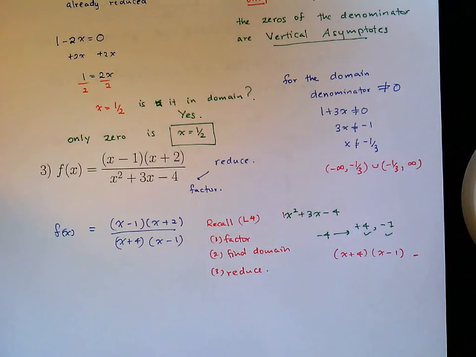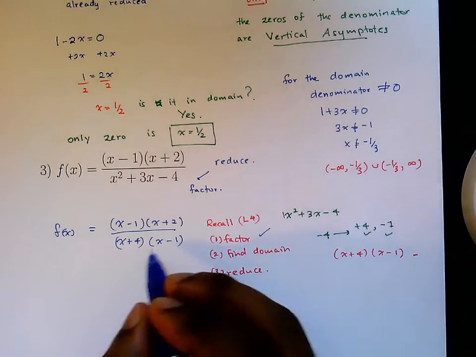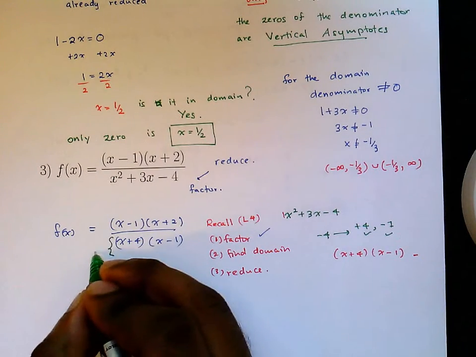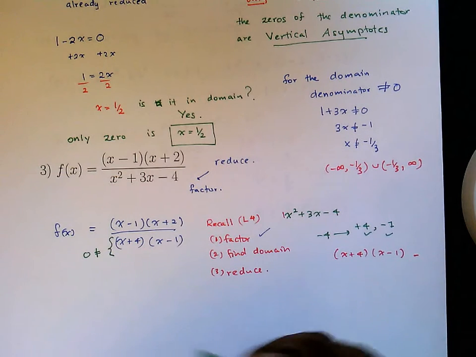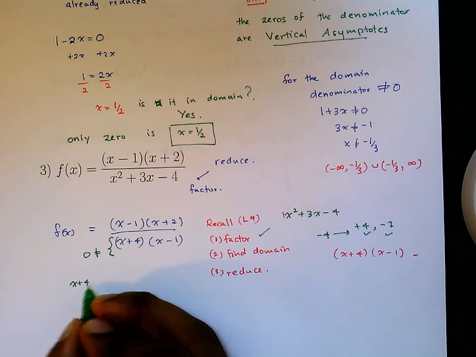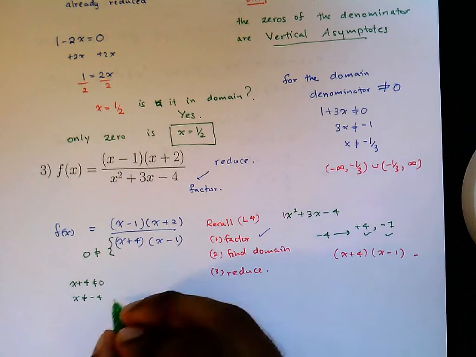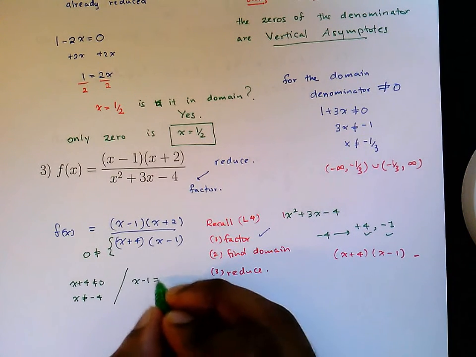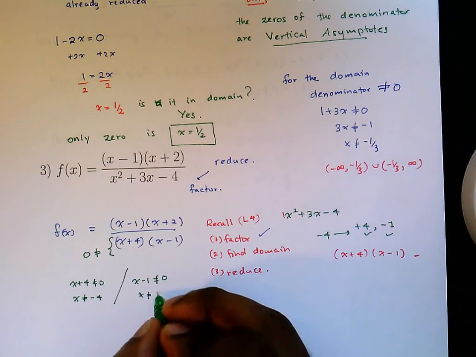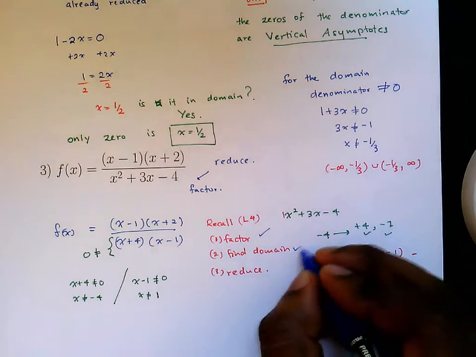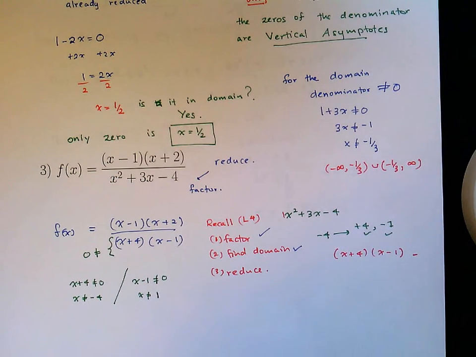So the factoring step is done. Find the domain. The denominator shouldn't be 0. So x plus 4 not equal to 0, that gives x not equal to -4, and also x minus 1 not equal to 0, so x not equal to 1. So that is the domain. This is in the middle of the question, so I will not ask you to use interval notation, but if you want to, you should be able to do that.